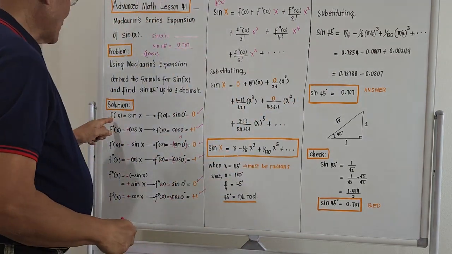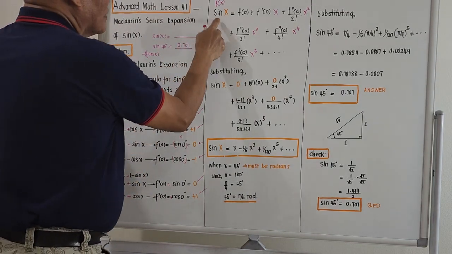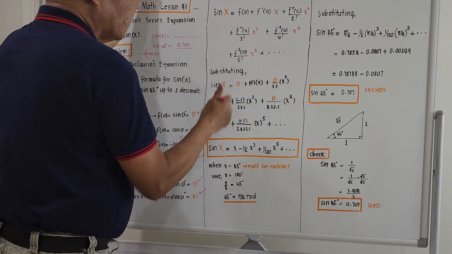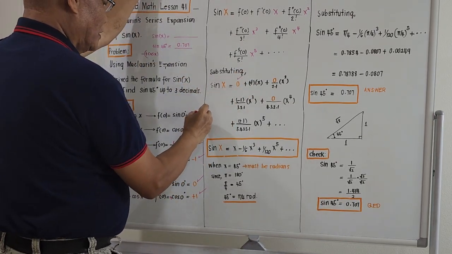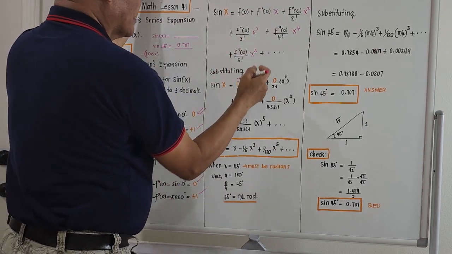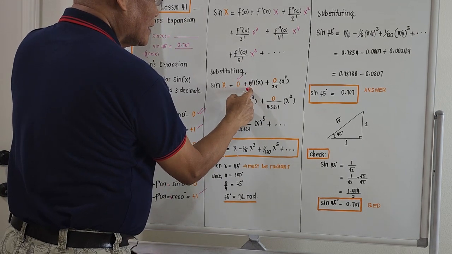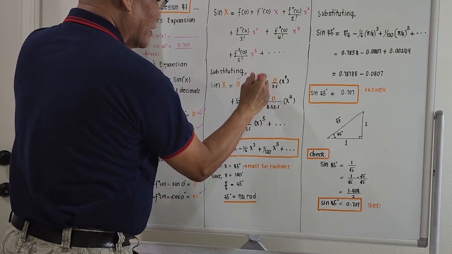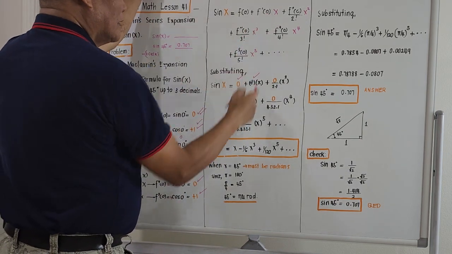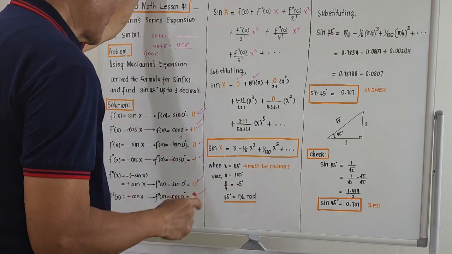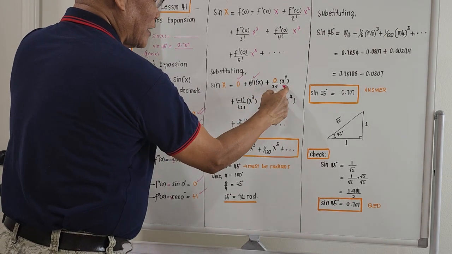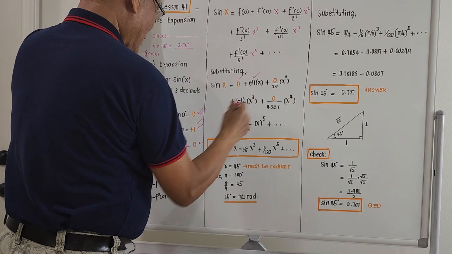So if the given function of x is sine of x, therefore sine of x now will be equal to f of 0, which is actually 0. F prime of 0 is actually plus 1. So this is plus 1 times x, right? We are following this. Plus f double prime of 0 is actually 0. So this is 0 over 2 factorial times x squared.